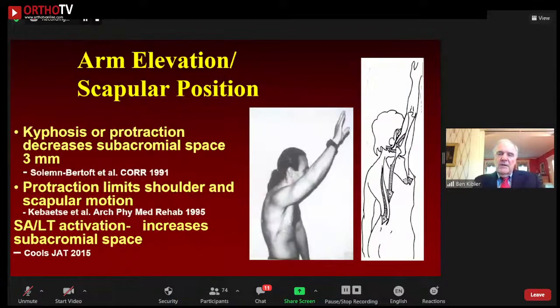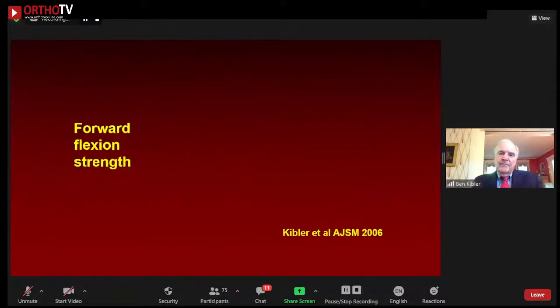Similarly, many studies show that protraction decreases the subacromial space, and that if you activate the serratus anterior or the lower trapezius, it increases the subacromial space, getting rid of the impingement.